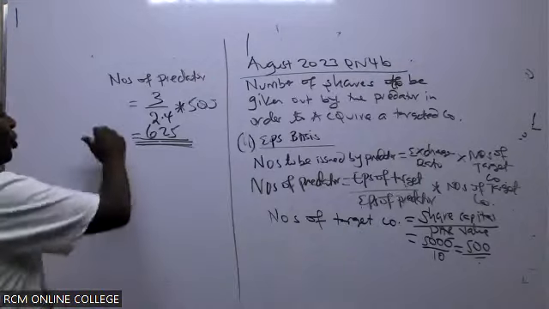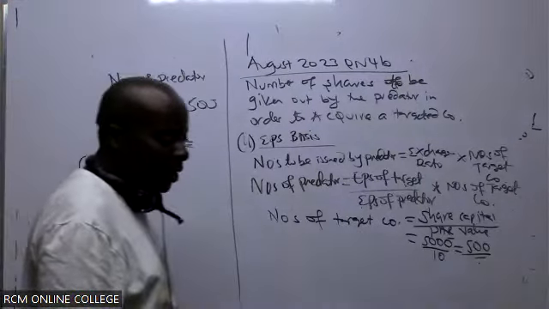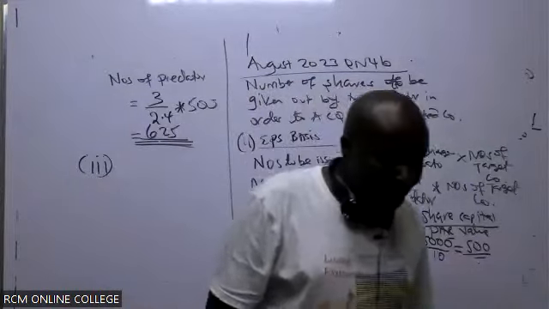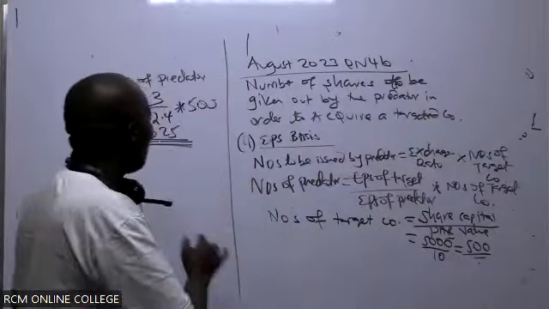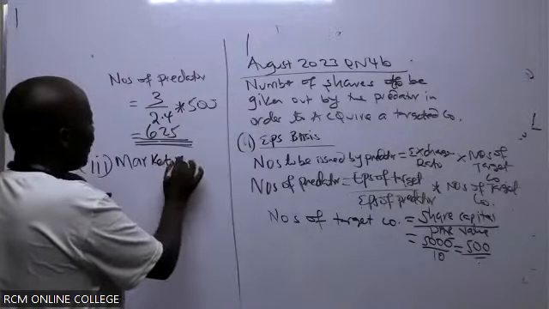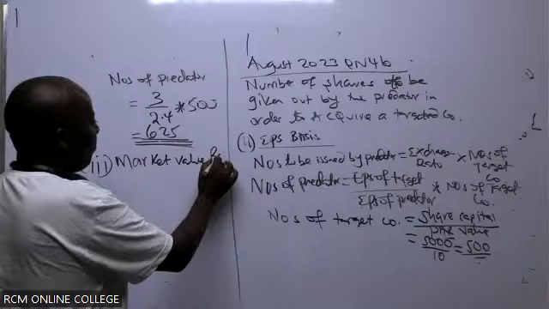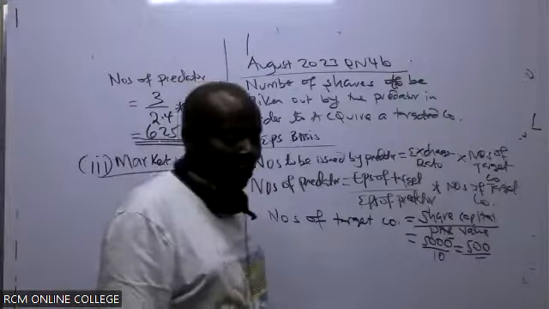Now from there we go to another basis. So number 3, we go to another basis. This time round, they want you to use the market value basis.